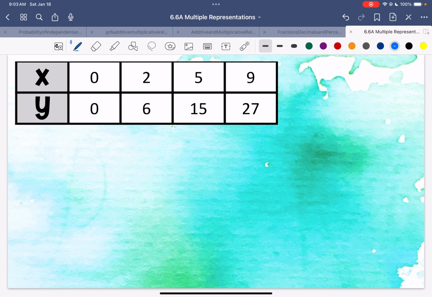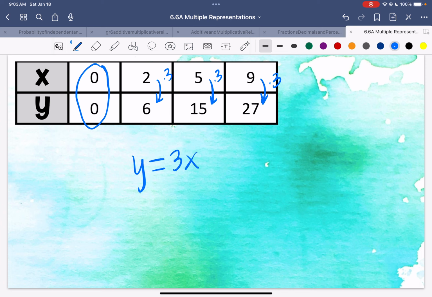It doesn't look too bad because there's 0, 0. So that typically means it's a multiplicative relationship. I don't want to say forever, but I'm going to say for this it's multiplicative. We're going to double check. 2 times 3 gives you 6. Yep. 5 times 3 gives you 15. 9 times 3 gives you 27. The only reason I didn't rewrite this one is because of the 0, 0. So our rule, our equation, is y equals 3x. Every time I multiply x by 3, it gives me the y.